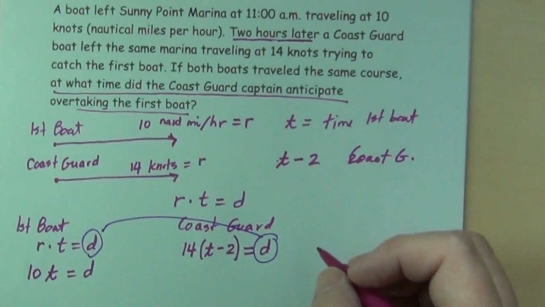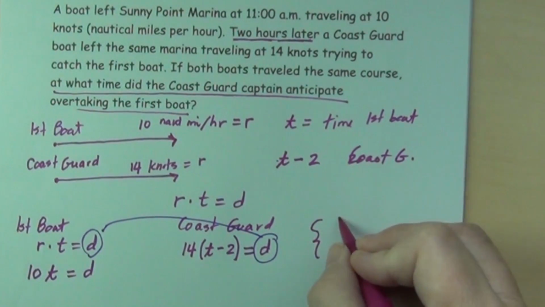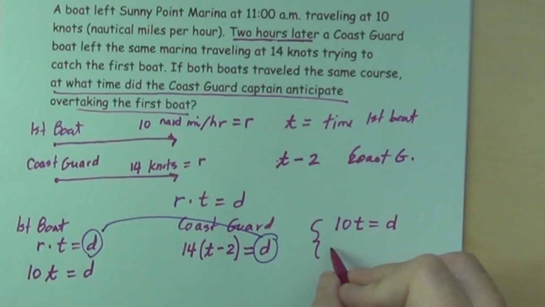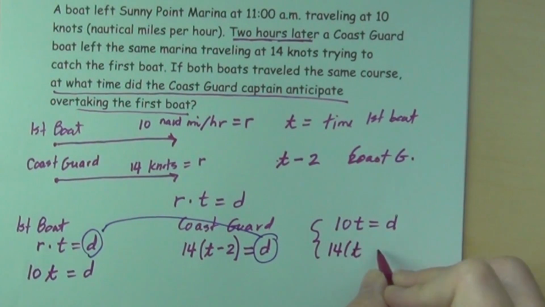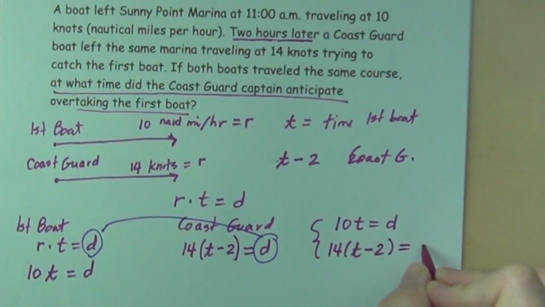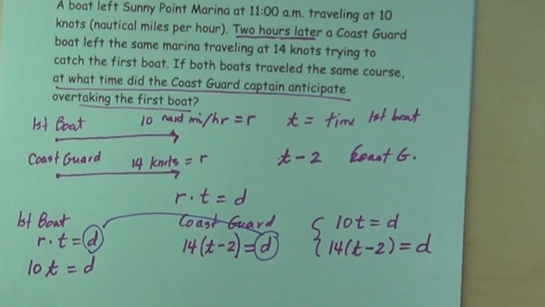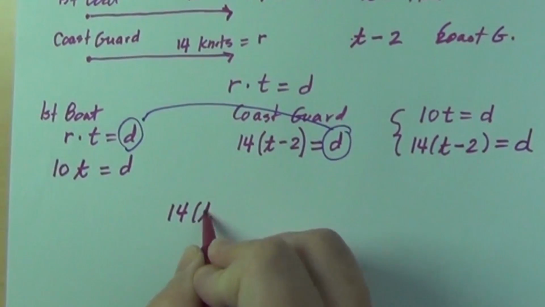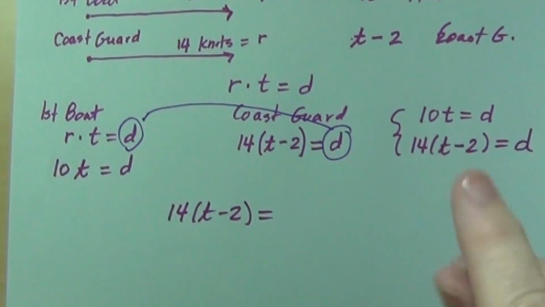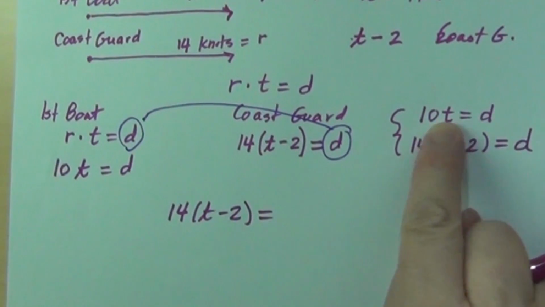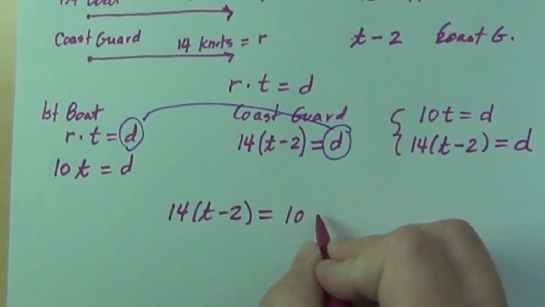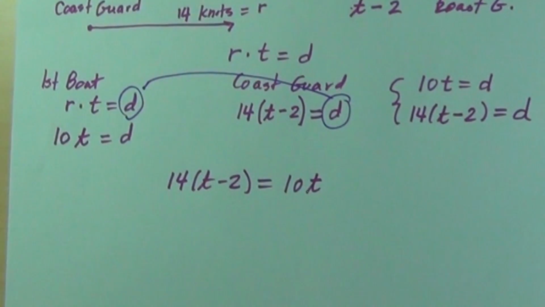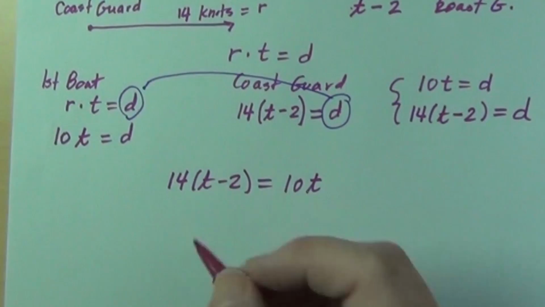So if you wanted to write this as a system of equations, you would have 10t equals d, that's the first boat, and 14(t minus 2) equals d. And so what we're really doing now is substitution. We're going to take the second equation and replace the d, substituting in this other equation, 10t. Okay, so we're solving the system using substitution.